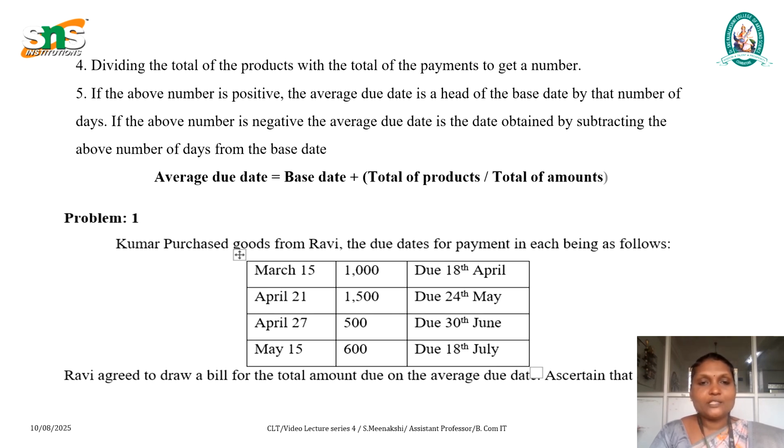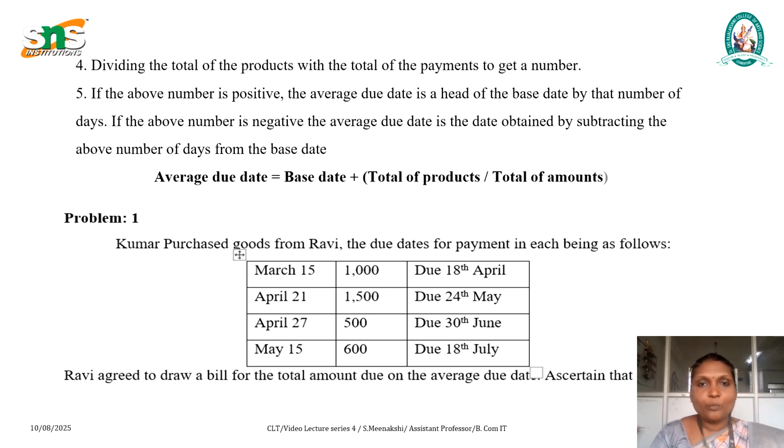If the above number is positive, then the average due date is ahead of the base date by that number of days. If the above number is negative, then the average due date is the date obtained by subtracting that number of days from the base date. So overall, we have a clear formula to find the average due date, which is base date plus total of products divided by total of amount. This concept is easily understandable only when we apply it to a problem.